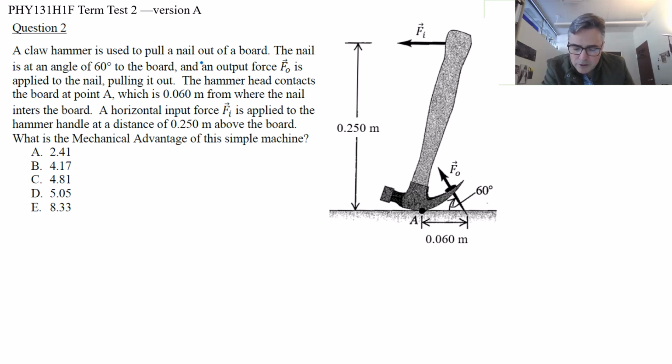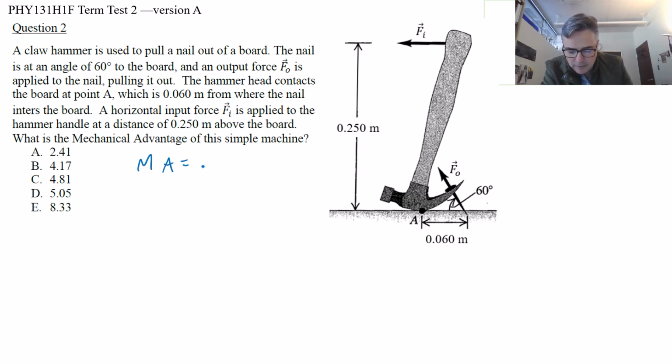A claw hammer is used to pull a nail out of a board. The nail is at an angle of 60 degrees to the board, and an output force of Fo is applied to the nail pulling it out. The hammer head contacts the board at point A. What is the mechanical advantage of this simple machine?